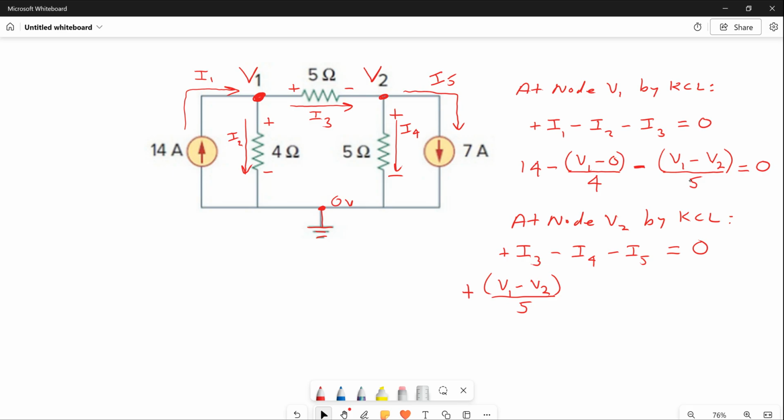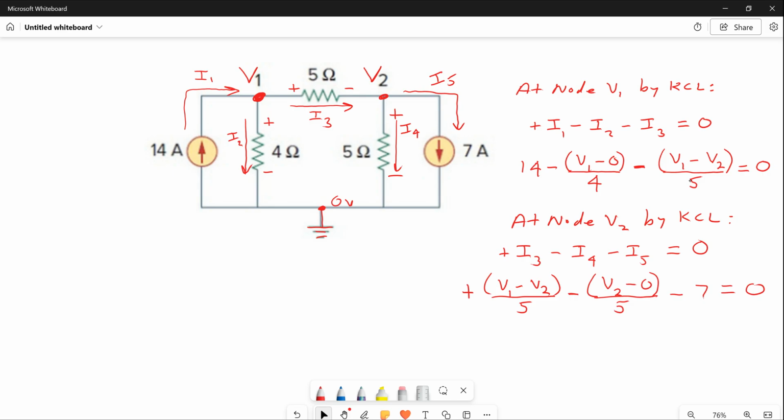I4, look at I4. What is it? Minus I4, voltage on the plus side, which is V2, minus 0, which is the voltage on the negative side, divided by 5. Then you subtract I5, you're subtracting 7, equal to 0. There's your second equation. That's how important it is to use a passive sign convention.